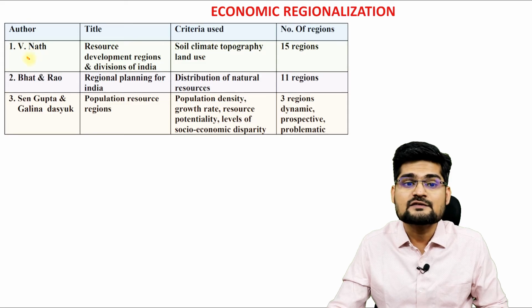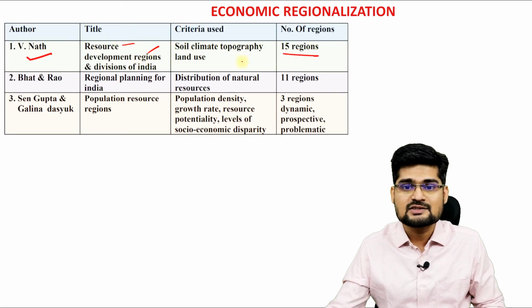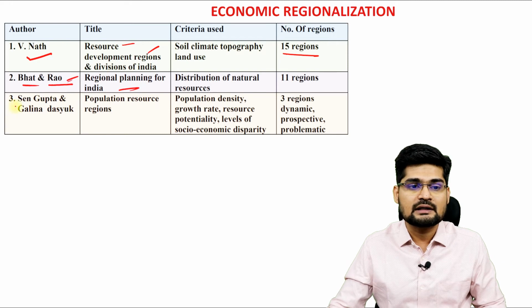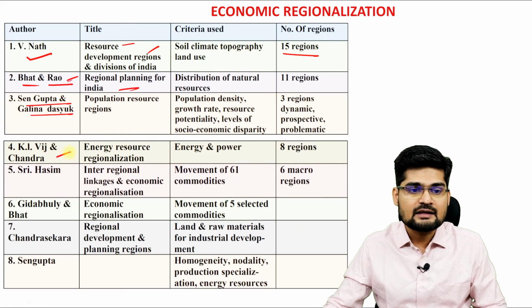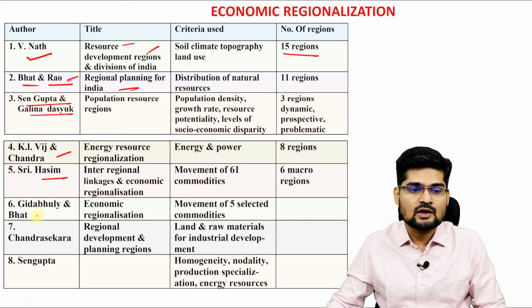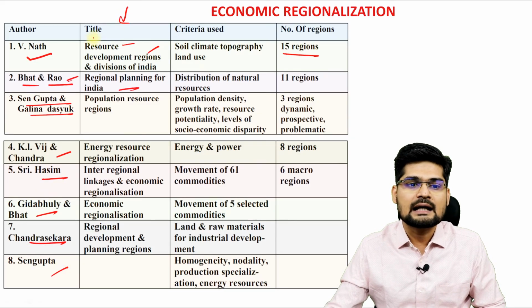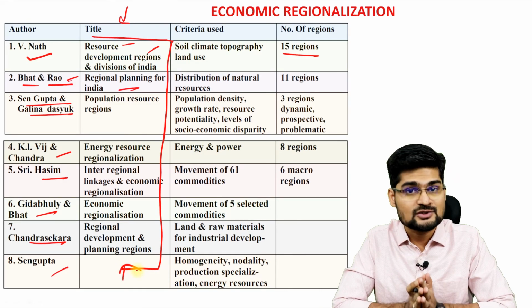So remember the names, V. Nath, Resource and Development Regions and Divisions of India. In 50 regions he divided. Then you have Bhatt and Rao. So L.S. Bhatt and V.L.S. Prakasa Rao, Regional Planning for India. Sengupta and Galina Dasyuk. Then what you observe is K.L. Vij. Then you have Hasim, then you have Bhatt, then you have Chandrasekhar, Sengupta. All these scholars and their titles you can see here attempted many economic regionalization of India as well.